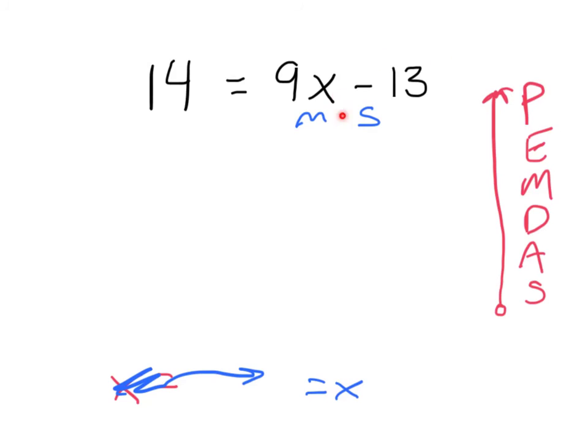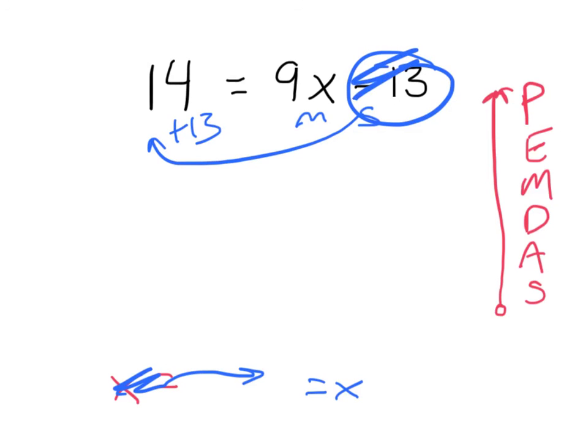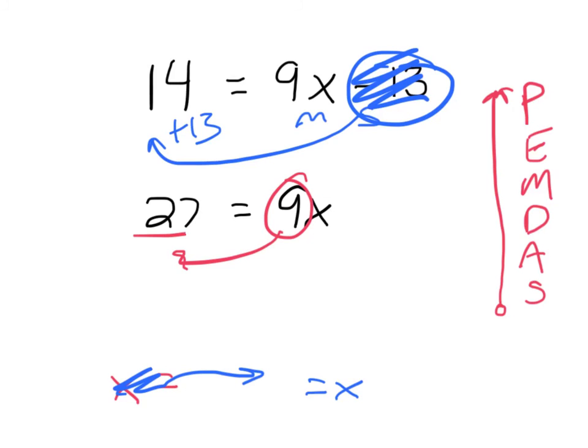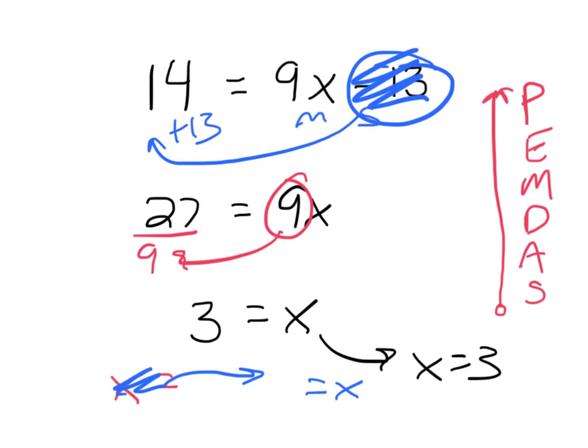So my two operations are multiply and subtract. Let's see, I'm going to subtract 13. That's the first thing. So I'm going to take my minus 13 to the other side, and it becomes plus 13. 14 plus 13 is 27. 27 equals 9x. Take my multiply by 9 to the other side. It becomes divide by 9. 27 divided by 9 is 3. 3 equals x. If 3 equals x, that means x equals 3. You can write the problem either way. It doesn't matter.